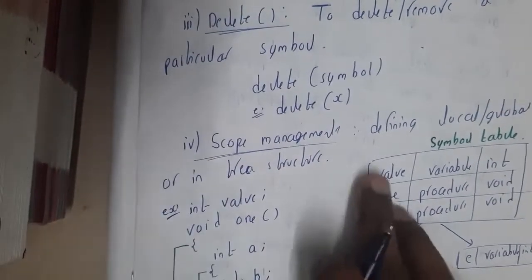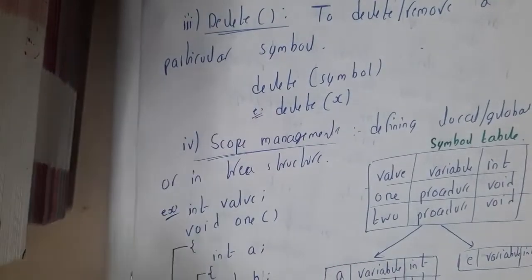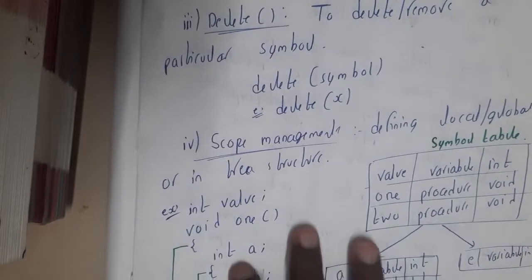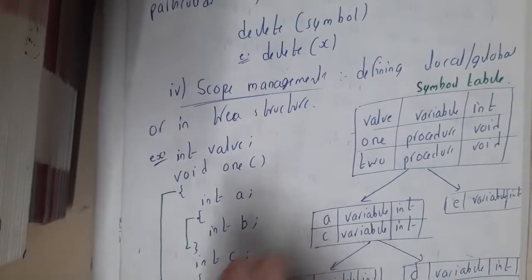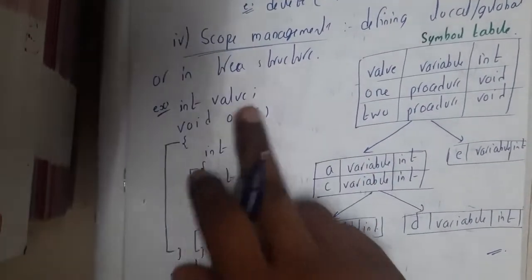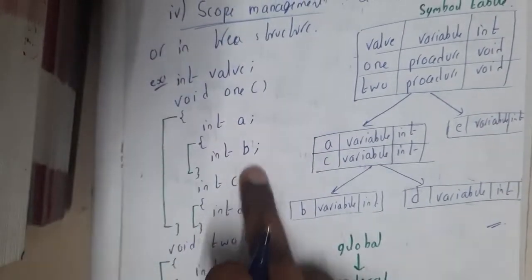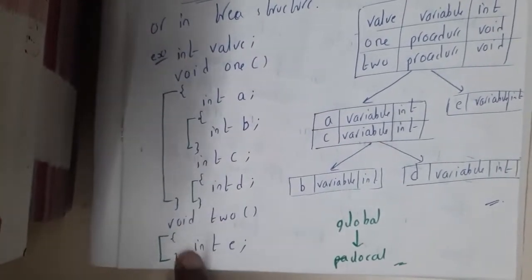Similarly, scope management. So this concept is really interesting, guys. This scope management will be done in the form of a tree structure, guys. Okay. So observe it carefully. It is really simple and easy. Okay. So int value, void 1. Inside void 1, we are having int a, int b, int c, int d, void 2, int e.